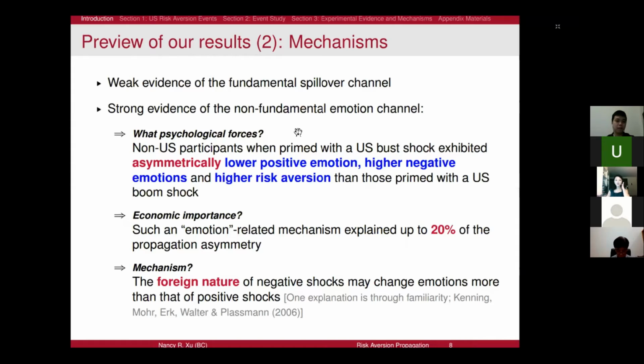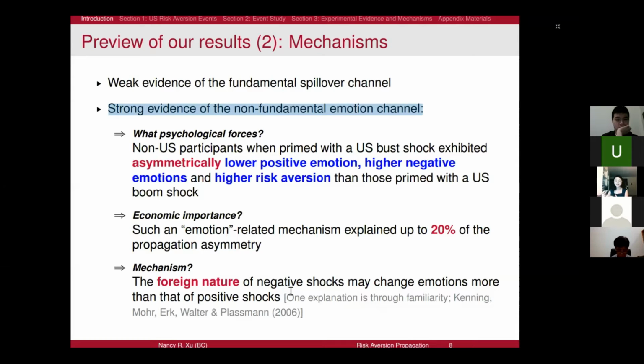And in the next slide, I'm just going to quickly summarize what I just talked about, right? There's weak evidence of the fundamental spillover channel, but there's very strong evidence of the non-fundamental emotion channel. And again, that means non-US participants, when primed with the US bad shock, show asymmetrically lower positive emotion, higher negative emotions, and higher risk aversion. And we found that this emotion-related mechanism explained up to 20% of the propagation asymmetry.